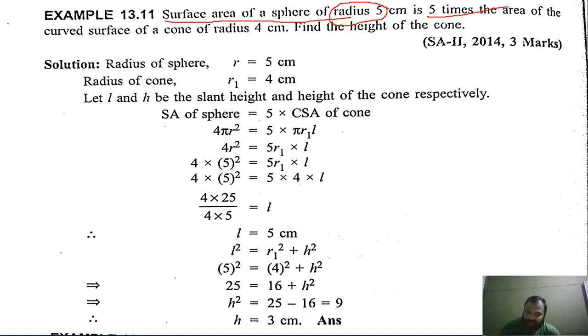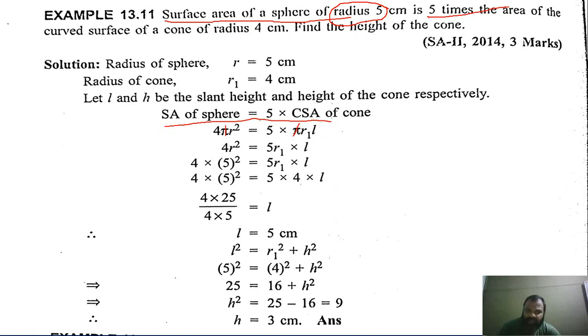Look here. According to my pen, surface area of sphere equals 5 into surface area of cone. So put the formula of both. 4 pi r square equals 5 into pi r1 L, because the radii are different, so it is called r1. Cut pi with pi. Okay, 4 into r square equals 5 into r1 into L.